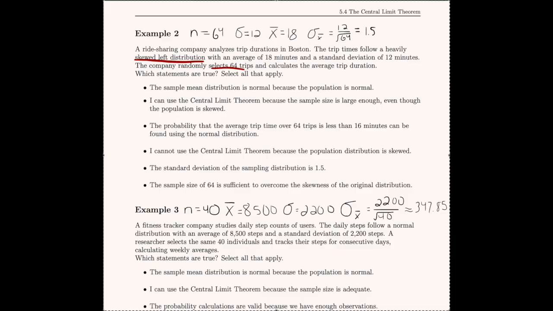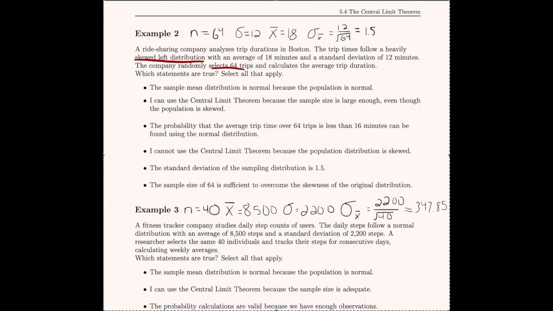Now, if we're trying to find the probability of individual values, that refers to the population distribution, and that is skewed left. So we cannot use the normal distribution when we're looking at probability for individual values. But for averages, when we're finding probability of averages, we can use the normal distribution. So let's take a look at our statements here.